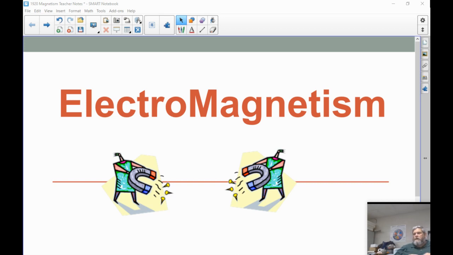Hey everyone, we're going to be talking about magnetism and electromagnetism in this unit. When you think about magnetism, the first thing you probably think about are magnets. We're going to talk briefly about magnets today and then move into the main topic as we go along, the relationship between electricity and magnetism.